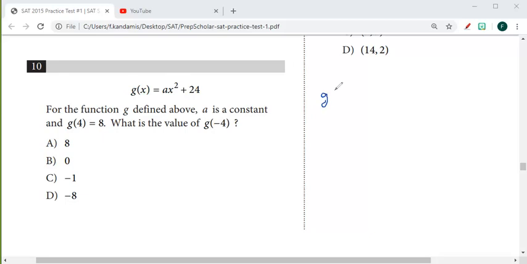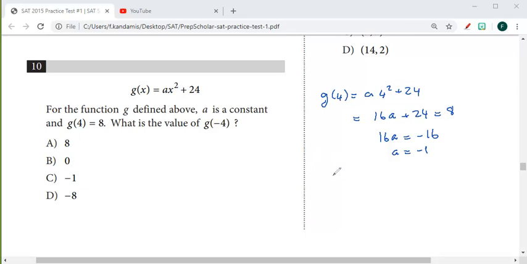So let's write g of 4 equals a times 4 squared plus 24, which is 16a plus 24, and it's given as 8, and I'm going to solve this for a. So 16a equals 8 minus 24, which is negative 16, so a equals negative 1. Then g of x becomes minus x squared plus 24.